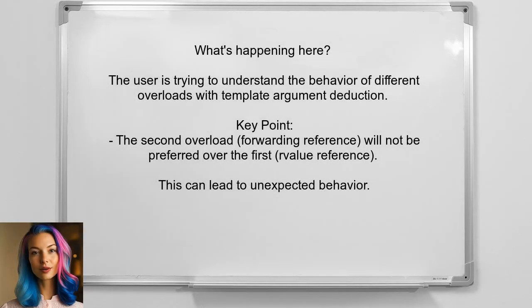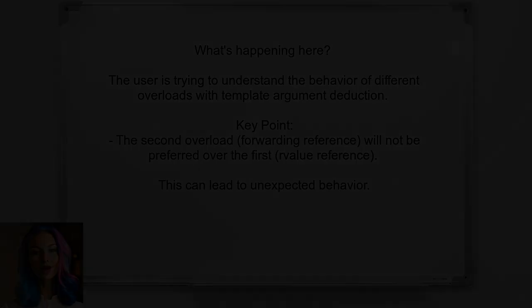So what's happening here? The user is trying to understand the behavior of different overloads when using template argument deduction. The key point is that the second overload, which is a forwarding reference, will not be preferred over the first one, which is an R-value reference. This can lead to unexpected behavior.